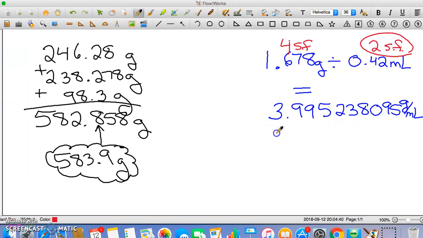Another rounding up. So we'd end up with an answer of 4.0 grams per milliliter.